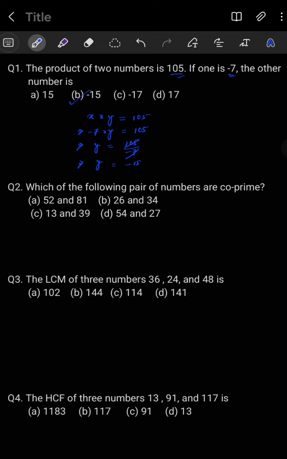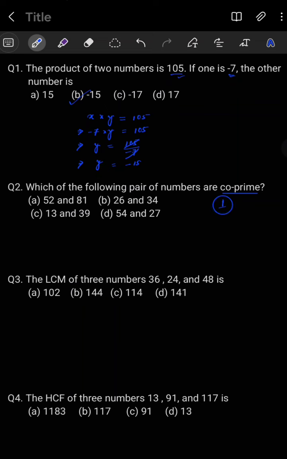Then let's solve the next question. Which of the following pairs of numbers are co-prime? तो यहाँ पर एक वर्ड यूज़ किया गया है, क्या है ये? co-prime। तो co-prime का मीनिंग क्या है? सपोज दो नंबर है, उन दो नंबर का अगर कॉमन फैक्टर 1 है, then those two numbers are called co-prime numbers.